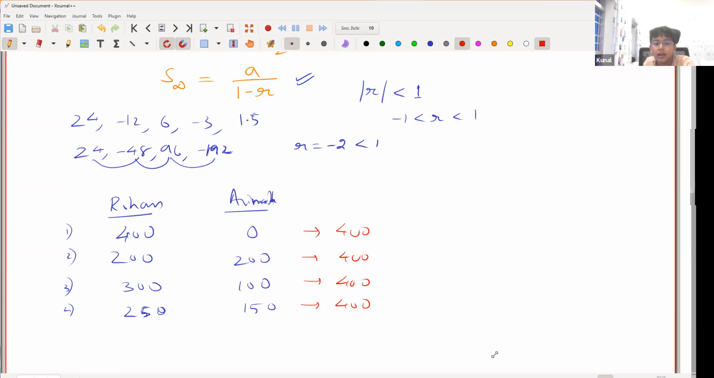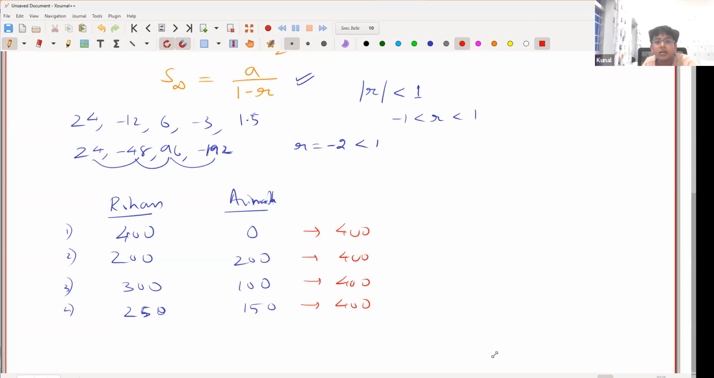So how will it ever stabilize? Because the amount of money being exchanged each day is reducing by half. After a long time, you'll hardly exchange anything. He'll give you 1/1000th of a paise, and you'll give him back 1/2000th of a paise, but that's still money. Yes, but it'll stabilize if you go to infinity, approximately.